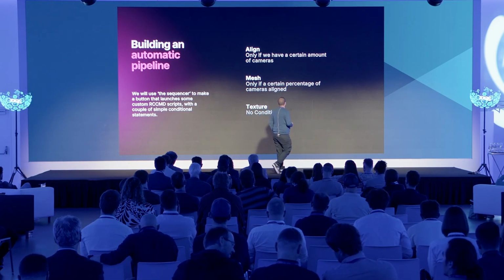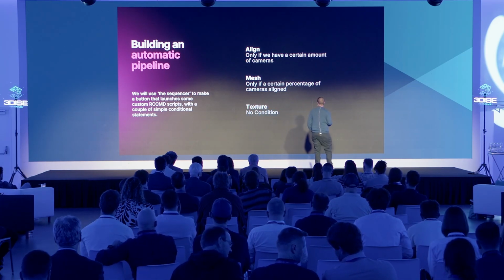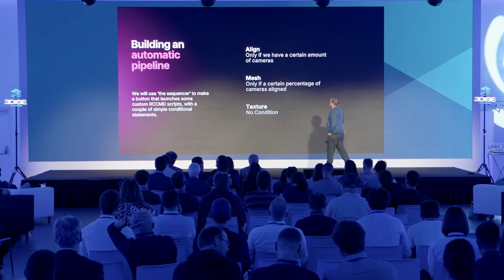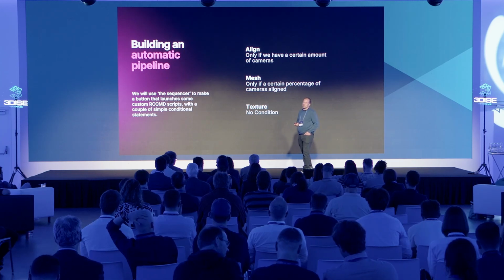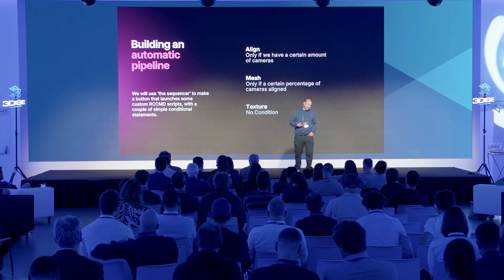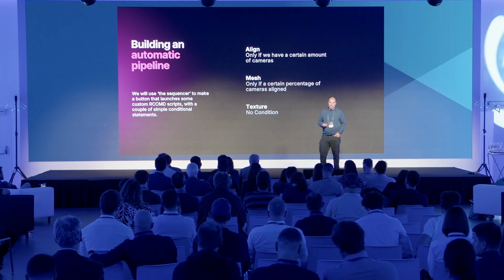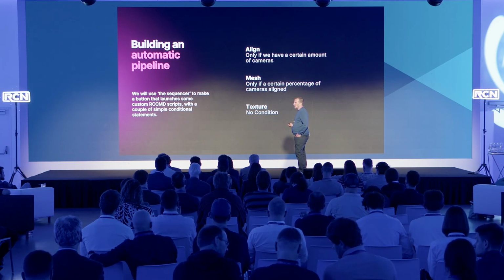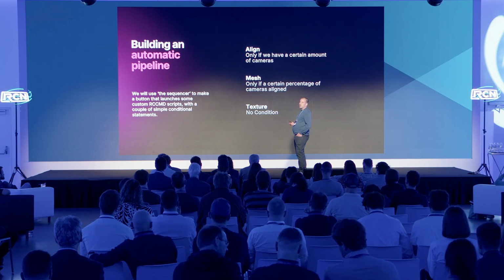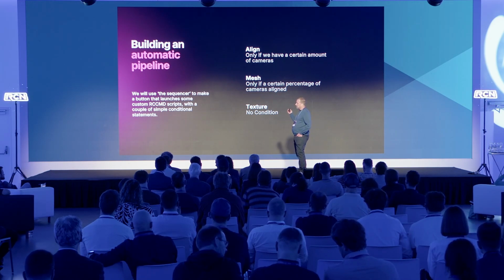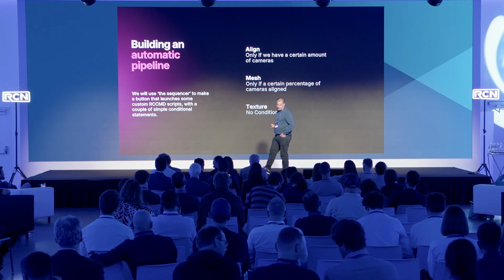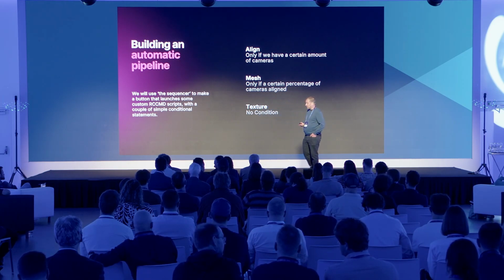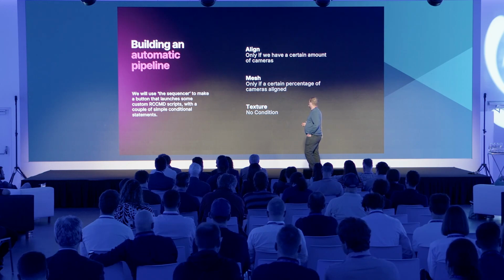So we'll align, but only if we have a certain number of cameras, and we'll mesh, but only if a certain percentage of cameras have aligned. And you can imagine that's quite useful, because I can imagine that some of you here have probably got your computers chugging away at home whilst you're sitting here, and if only half your cameras aligned, it's a bit of a waste of time meshing it. So your script could then move on to the next project and actually mesh something which is going to give you a model which is of value at the end.